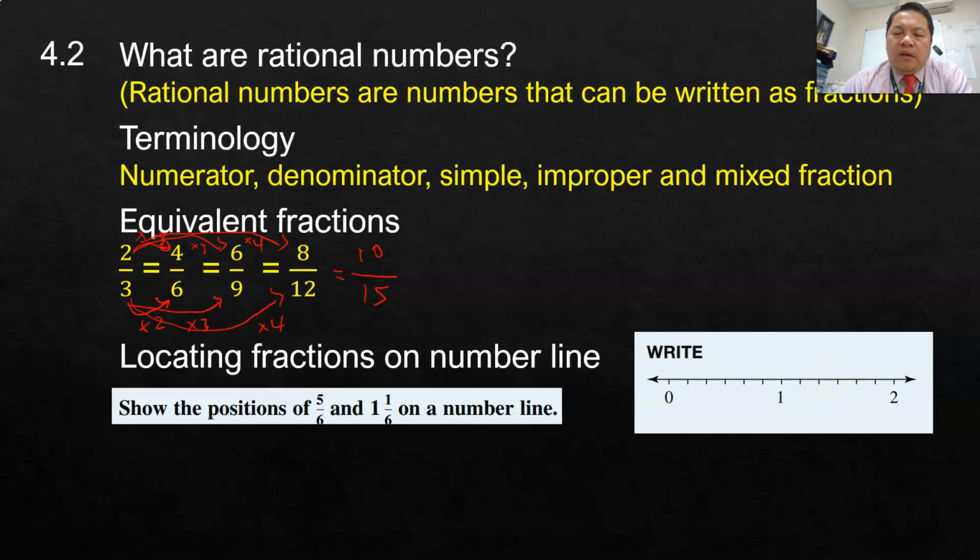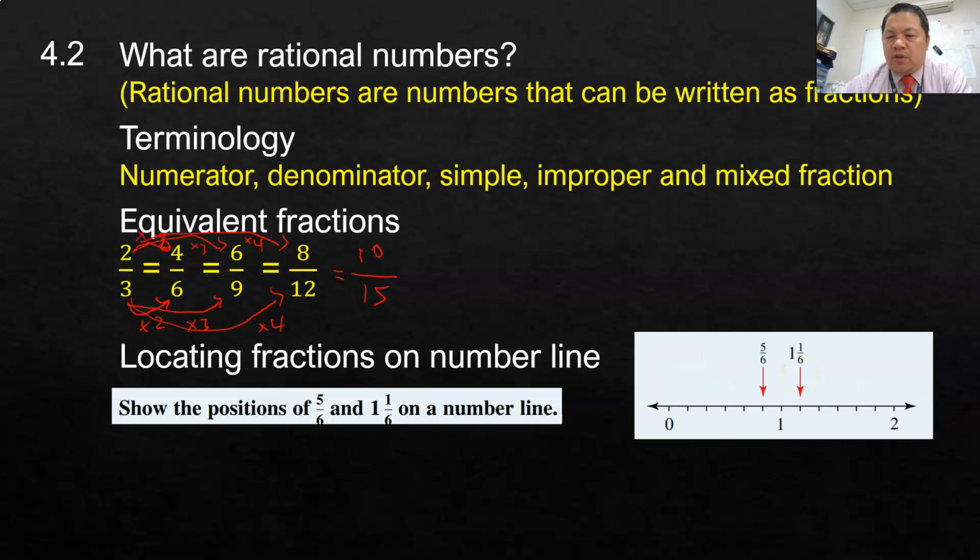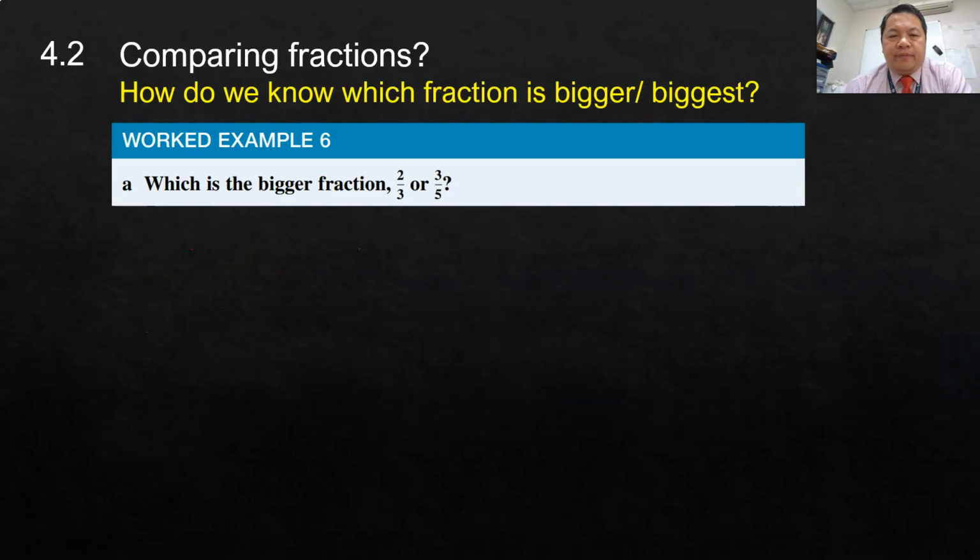Once you can draw this number line fairly accurately, then we can present it. So 5/6 is actually on the fifth one. 1, 2, 3, 4, 5. So 5/6 is here. And 1 whole and 1/6, 1 whole is here. And the next 1/6 is actually here. So it actually looks something like that. Okay, moving on to something new.